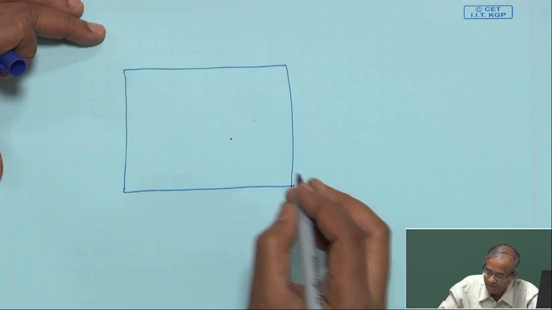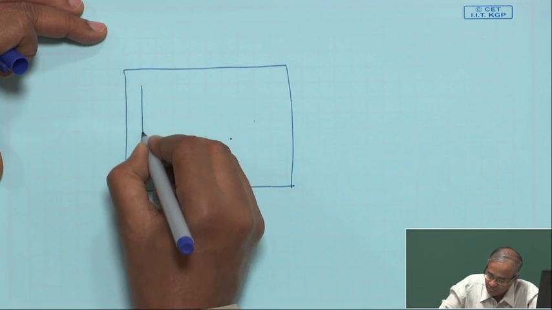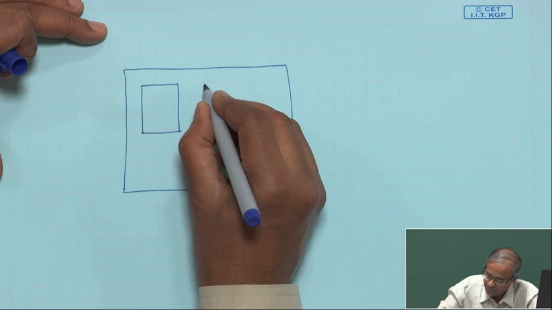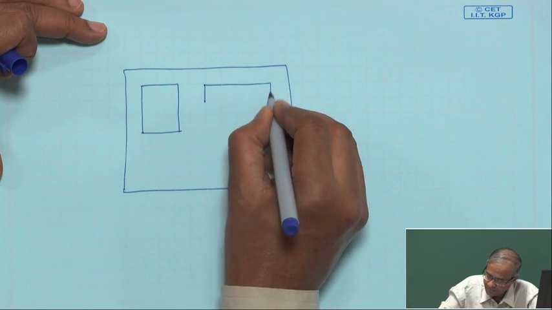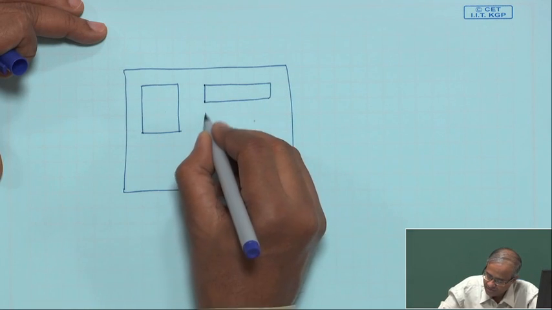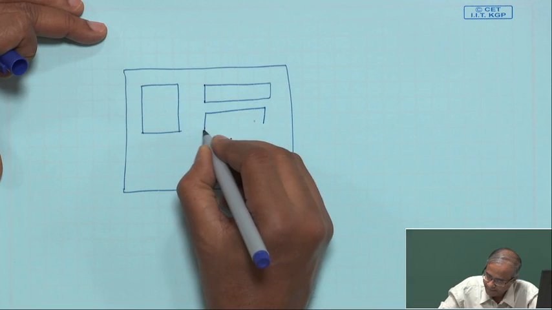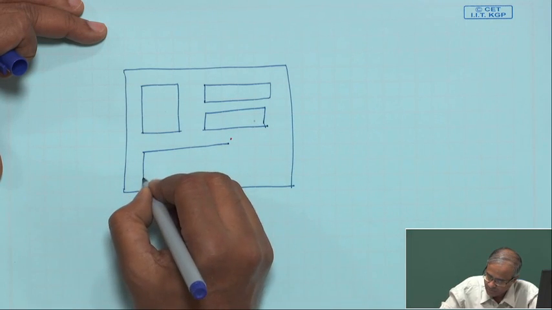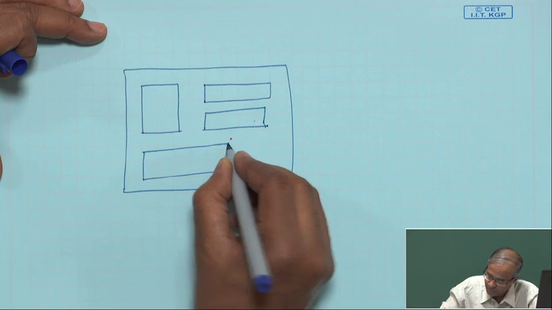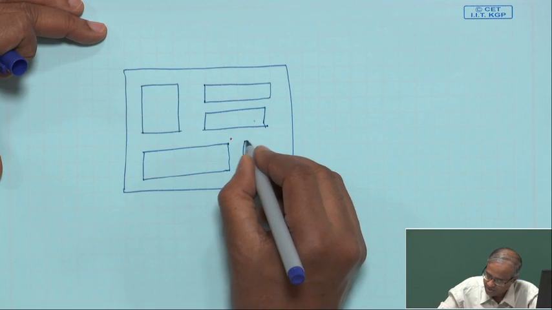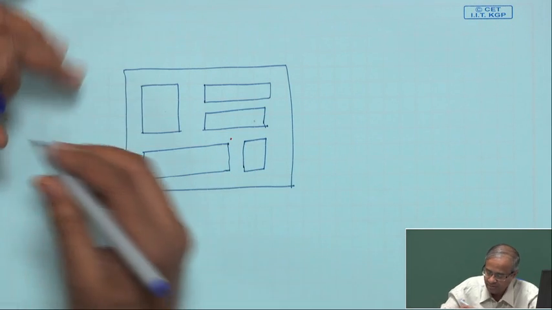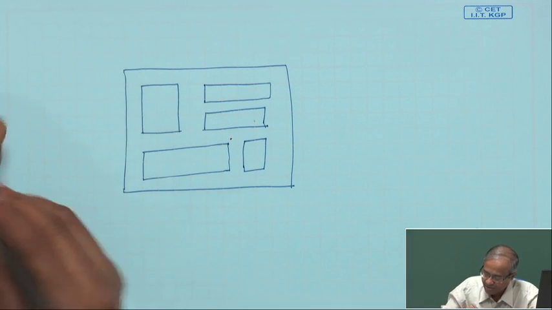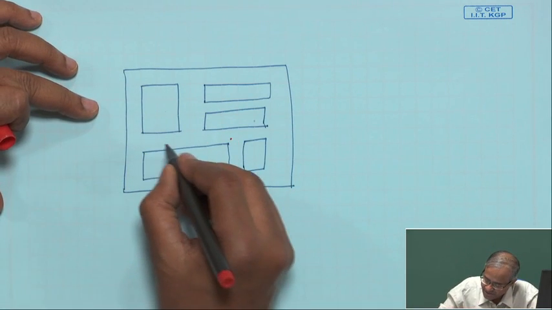Let us say I have a rectangular layout surface where I have placed some blocks like this: one block here, one block here, one block here, let us say, one block here and one block here. Now, once I have placed them, I can define some regions for routing.